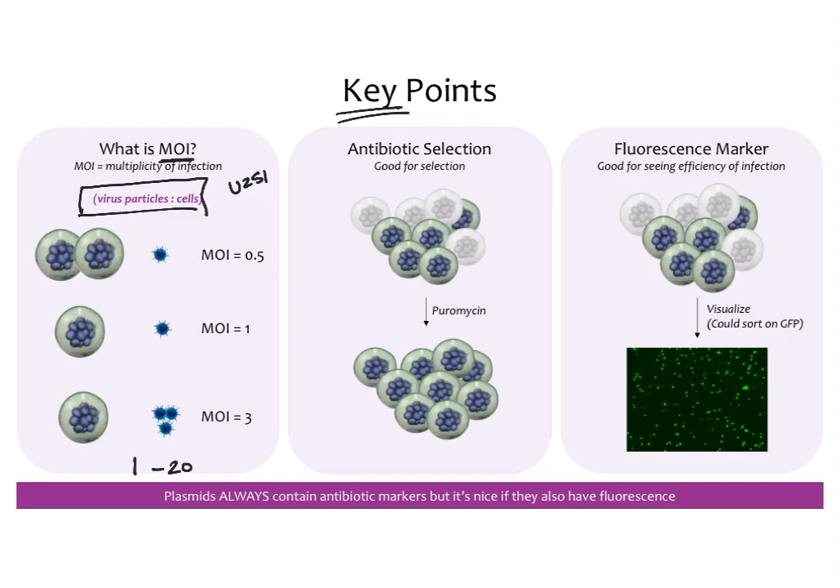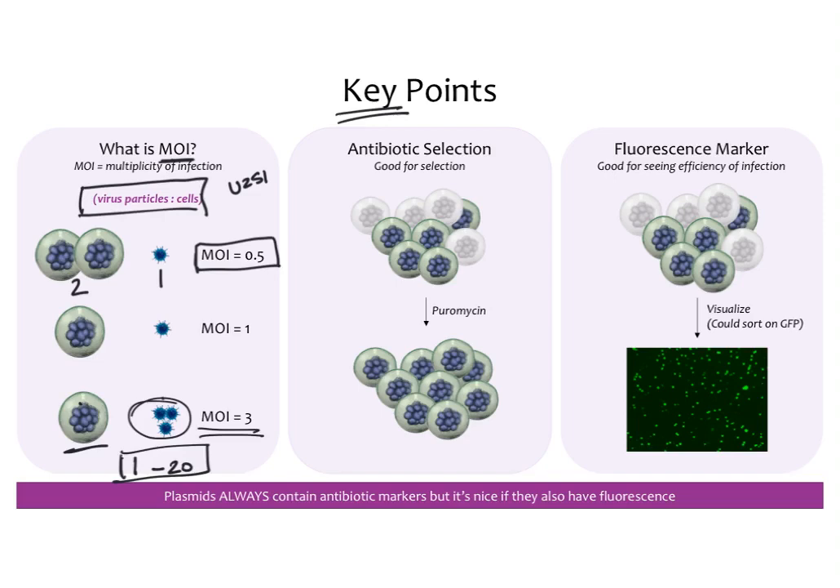Some cells are particularly hard to infect and take 50, even 100 MOI, but most cells will fall somewhere in this range. So just to explain a little bit better, you can imagine it's just a ratio. So if we have two cells and one virus, we have an MOI of 0.5. Whereas if we have one cell and three viruses, it's an MOI of 3. So it's your virus over your cells.